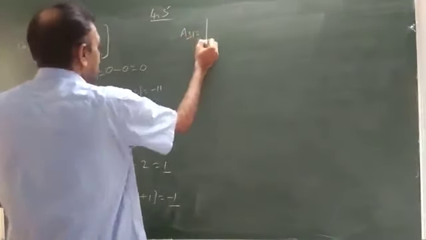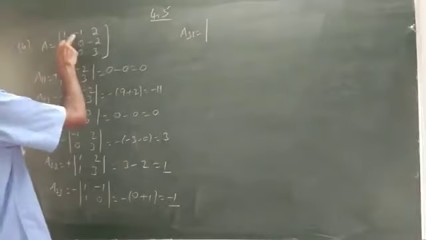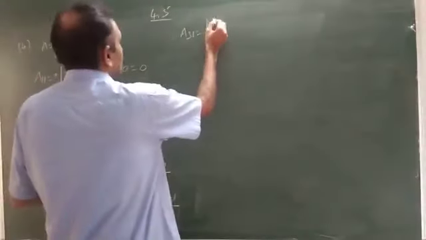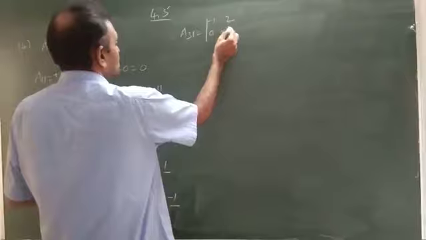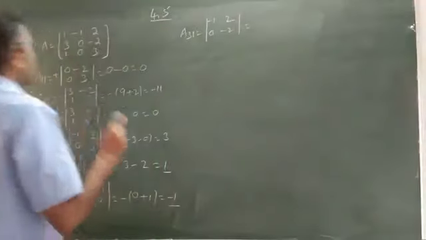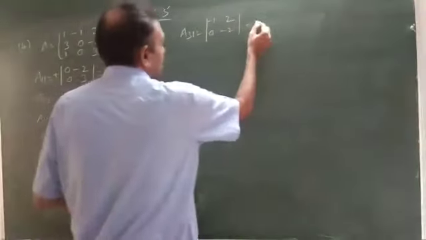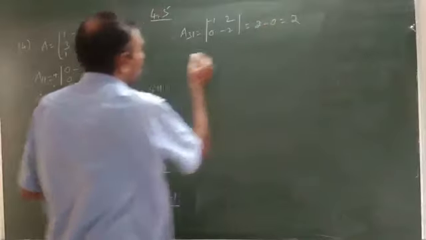A31, the sign is positive, leave that row and column, minus 1, 2, 0, minus 2. What is the answer? 2 minus 0, we get 2.